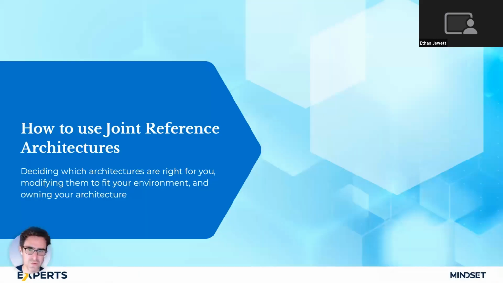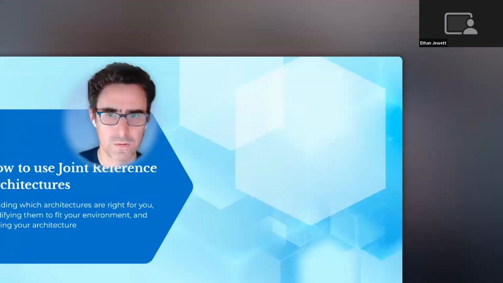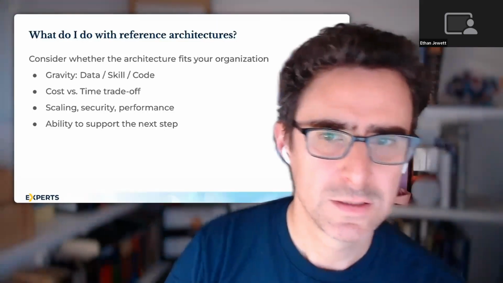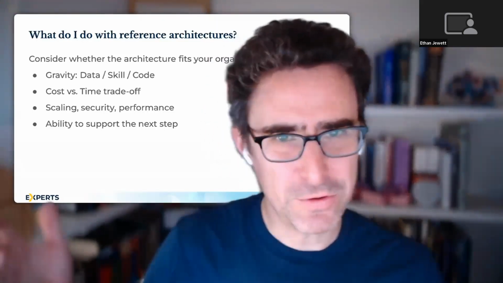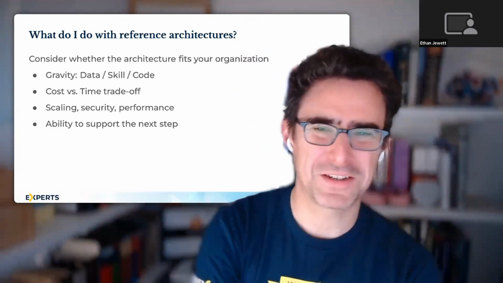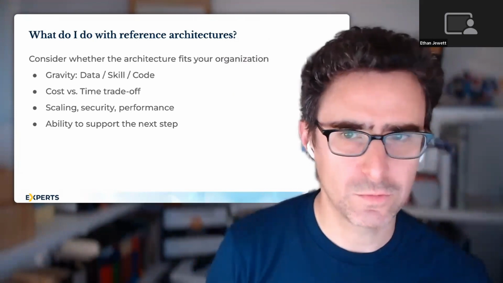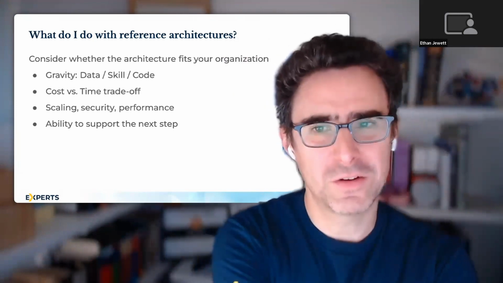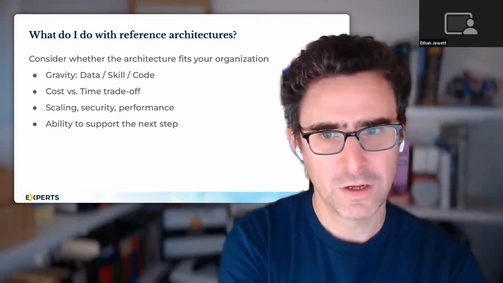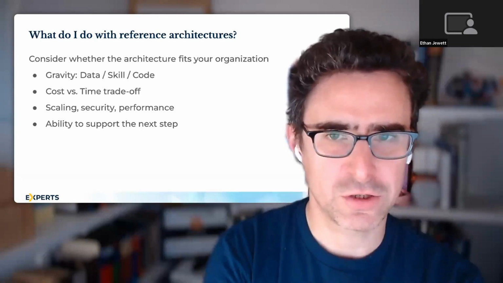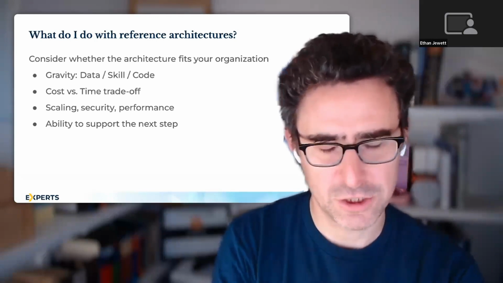How do we actually use these joint reference architectures? So what do I do with my joint reference architectures once I've got them? I think there are four things that we need to really think about when we're looking at a joint reference architecture, or a reference architecture of any type.